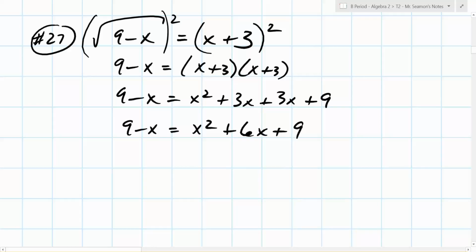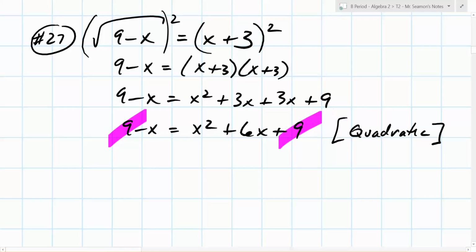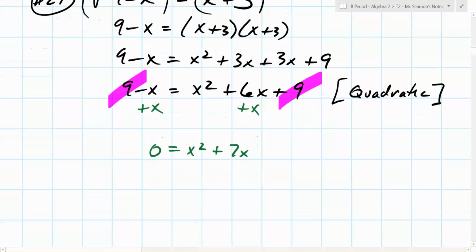What type of equation is this? This is a quadratic. So what's the first target? You're going to end up factoring, but first you need to do what? Exactly. So let's cancel what we can. What cancels on both sides immediately? The 9's cancel, right? And then what can you add to both sides? Plus x. So what do you end up with? 0 equals x squared plus 7x. What can you factor out of that? So you get 0 equals x times x plus 7.